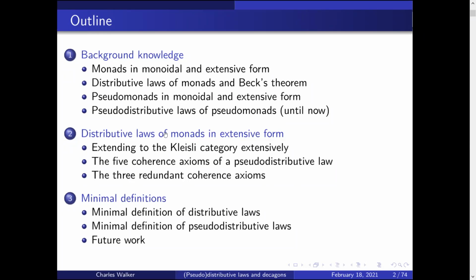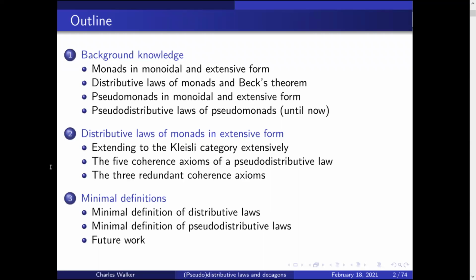And then I'll talk a bit about distributive laws of monads in extensive form. What I'm going to do is basically extend to the Kleisli category extensively. By this, I mean we want the monad on the Kleisli category to be in an extensive form as well. And as you'll see later on, this is how we get these decagon conditions. Then I'll tell you the 5 coherence axioms for a pseudo-distributive law. And then I'll explain the three redundant coherence axioms and where they come from.